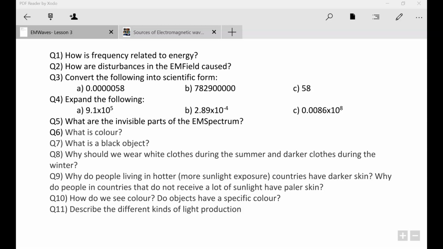Hi, so this is going to be a quick recap of lesson 3 on October the 31st. So, like in class, we're going to go over the questions that we did here.